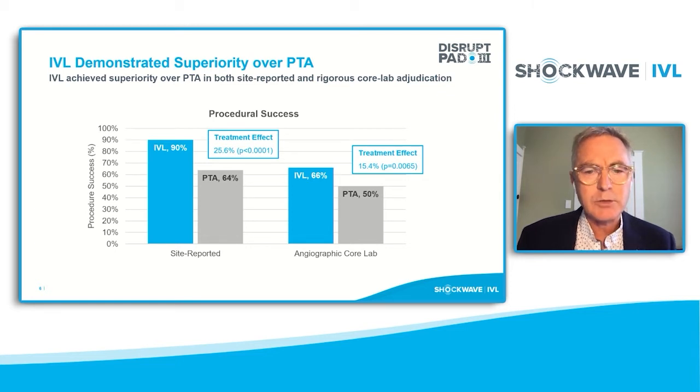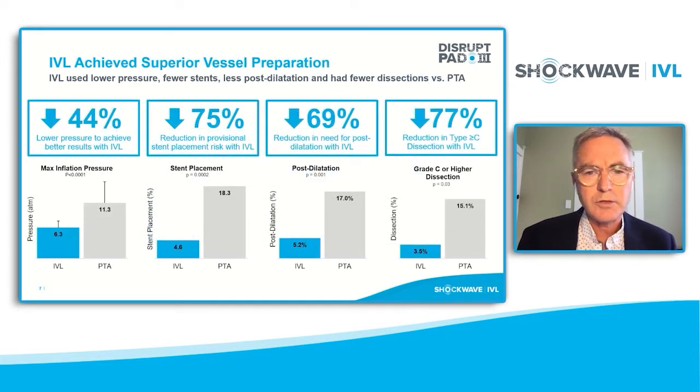Not surprisingly, as we often see, there was a difference in outcomes whether they were site-reported or independent angiographic core lab reported, but nonetheless, there was a highly significant treatment effect, whether you use site or core reported outcomes, with a significantly better procedural success with intravascular lithotripsy, a lower rate of residual stenosis, less than 30% diameter loss, or significant dissection. So a highly impressive improved procedural success with intravascular lithotripsy.